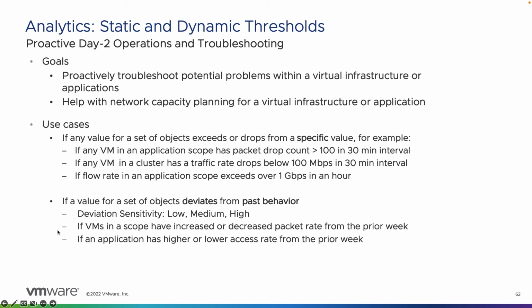So this allows us to set the deviation sensitivity between low, medium, and high. And then we can also use this to see if VMs within a scope have increased or decreased packet rate from the prior week, as an example, or if an application has higher or lower access rate from the prior week. There are many different use cases where static or dynamic thresholding comes into place.